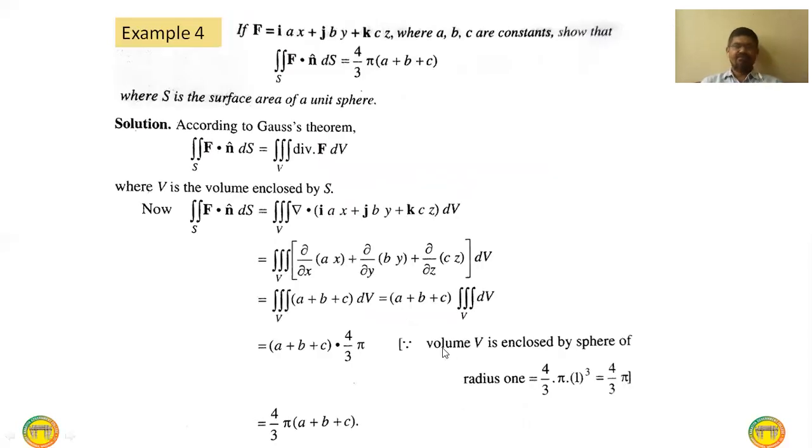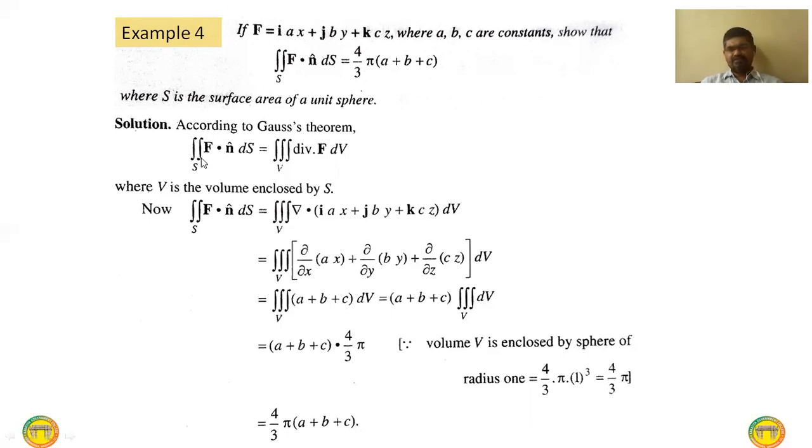Next, go for the fourth example. If f bar is given by iax plus jby plus kcz, where a, b, c are constants, show that the double integral of f bar dot n cap ds equals 4 by 3 into pi into a plus b plus c, where s is the surface of a unit sphere. Here this is very important. The volume depends on the geometrical shape given in the problem. In the previous case the geometrical shape is a cube. Here the geometrical shape is a sphere.